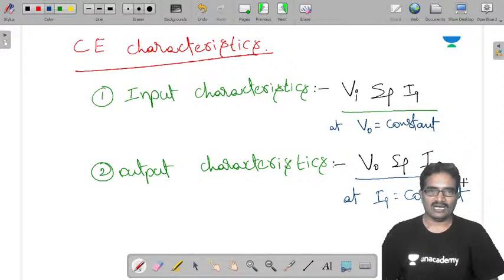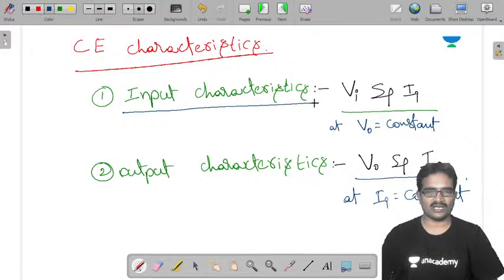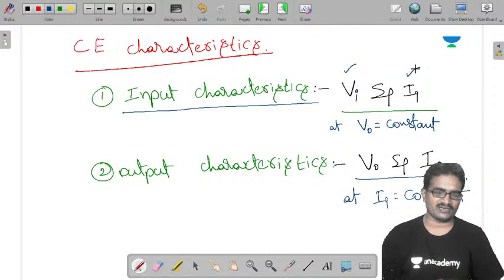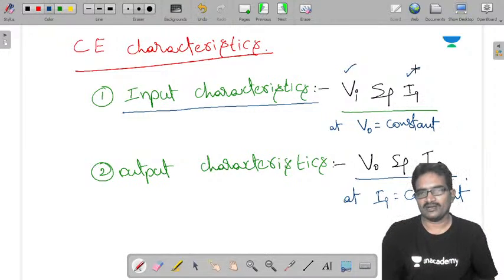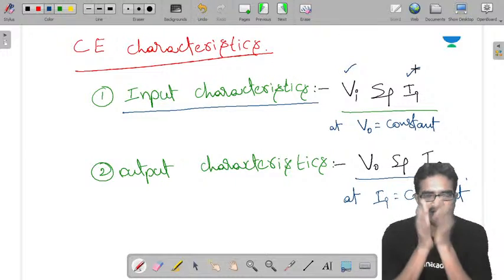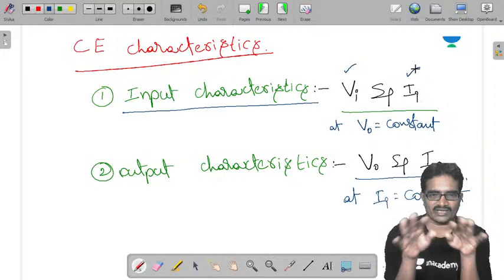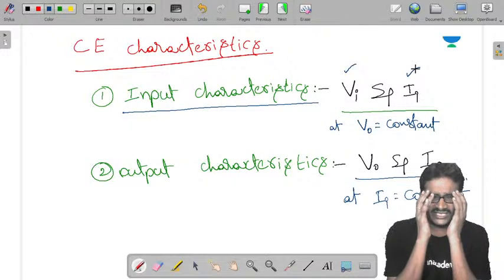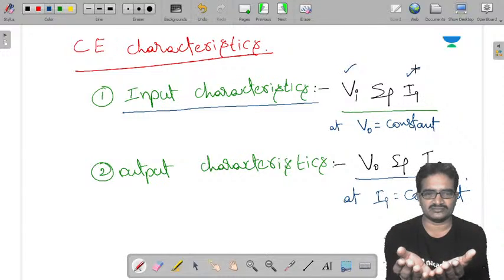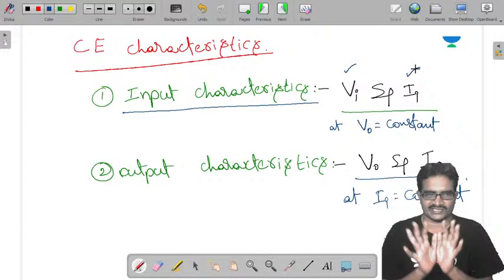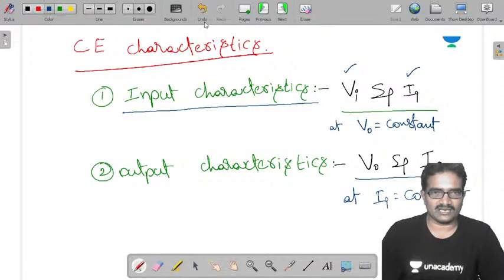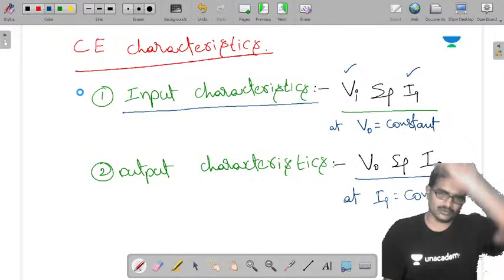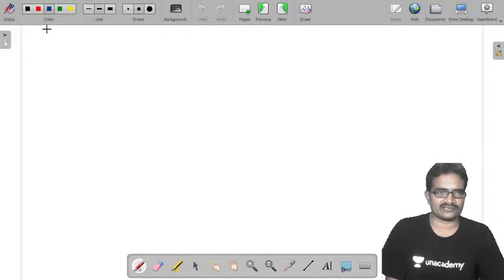Now I am going to take input characteristics first. What is the input voltage and what is the input current? And the beauty in the transistor is that everything is visible to you. So my dear students, now I am telling an important point here. Now onwards, we are entering the main part of the transistor. Everything is visible to you, in front of you. You just need to pick the right value. That's it, not more than that. First we are going to input characteristics.